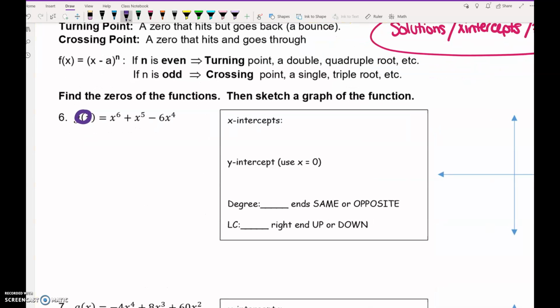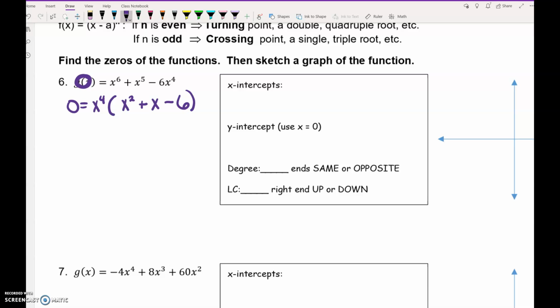So what do these three terms have in common? How many x's? x to the 4th. That would leave us with x squared plus x minus 6. And we would keep factoring, looking for two numbers that multiply to give us negative 6 that add up to 1. Negative 2 and 3. So we have 0 equals x to the 4th, times x minus 2, times x plus 3.